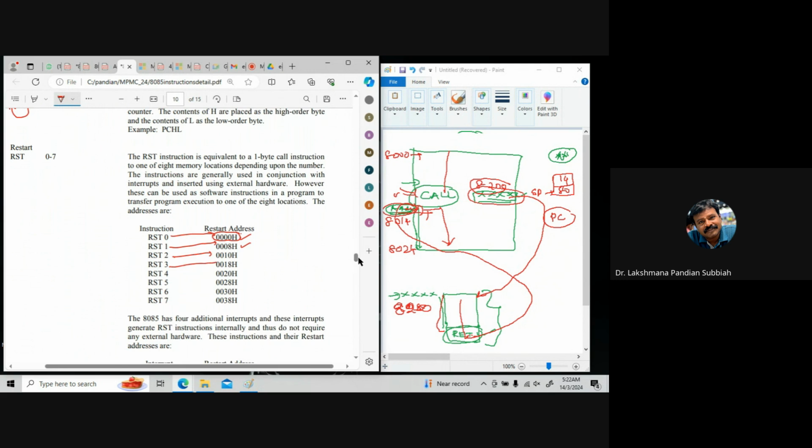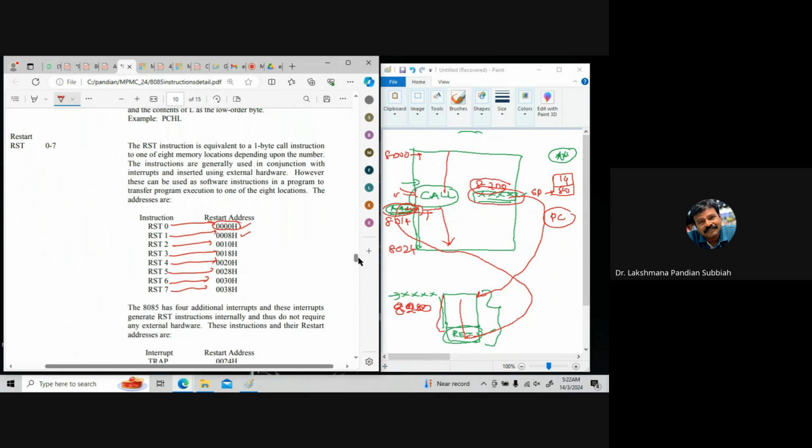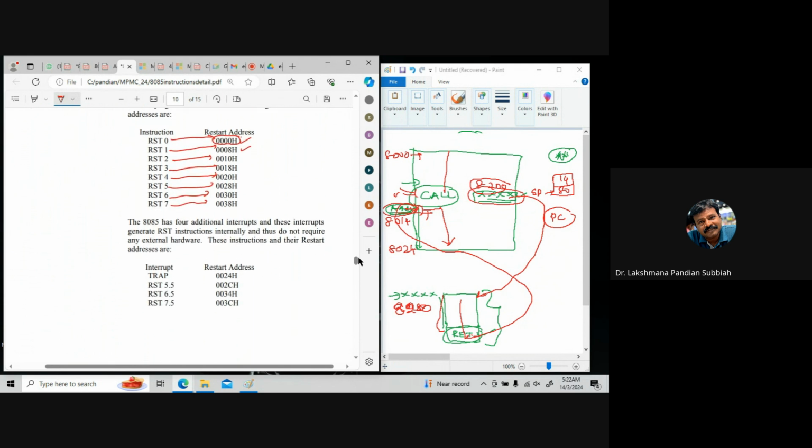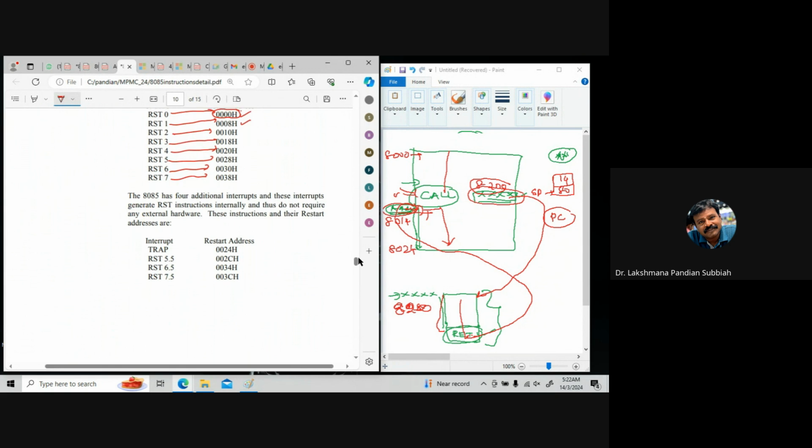That depends on the restart, then it will do some background operation. Don't worry about that one. Just consider that if you are using this restart, then it will go and execute the corresponding subroutine. The subroutine is actually internal work. You don't need to write anything for that subroutine. That is the restart address.